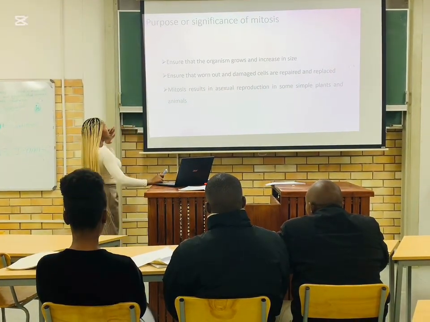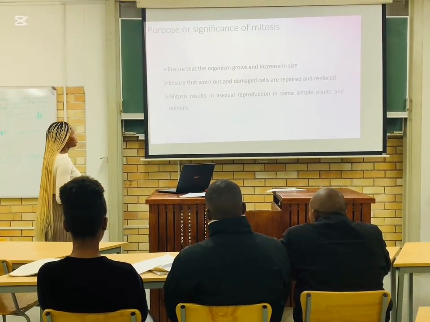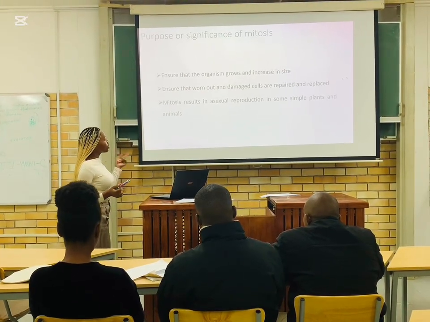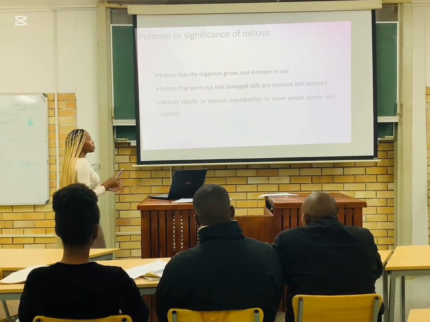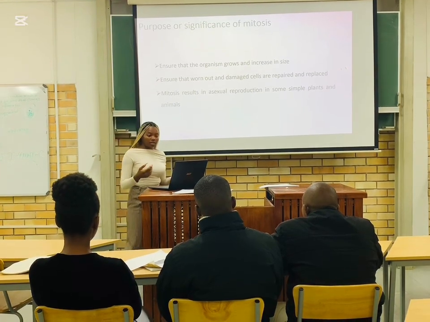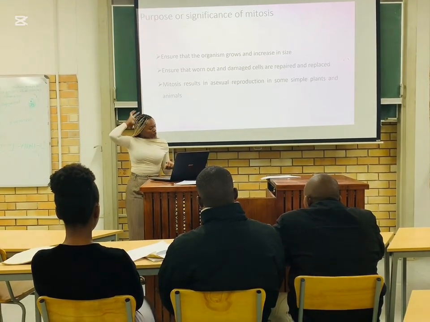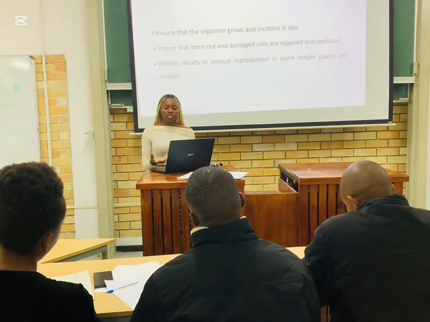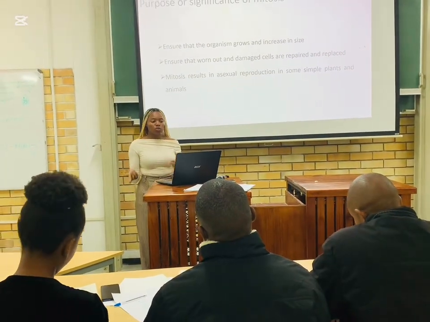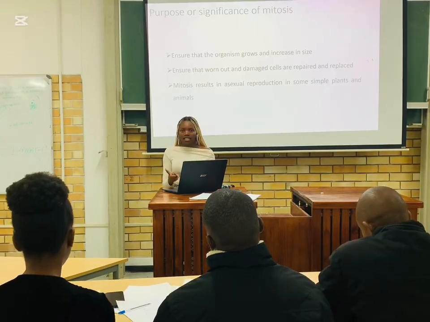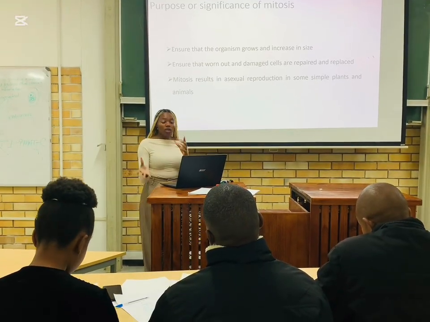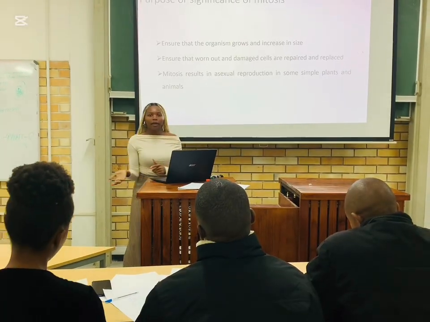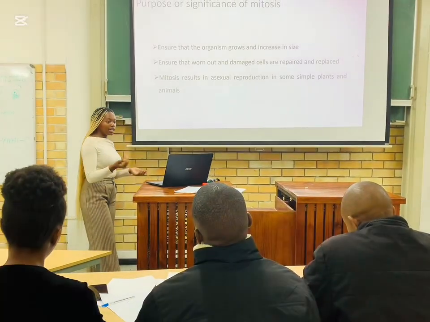Another significance of mitosis is that it results in asexual reproduction in some organisms. It can be plants or animals, right? What we mean is that mitosis allows organisms to produce genetically identical offspring without the fusion of gametes. By gametes we mean the sperm and the eggs.